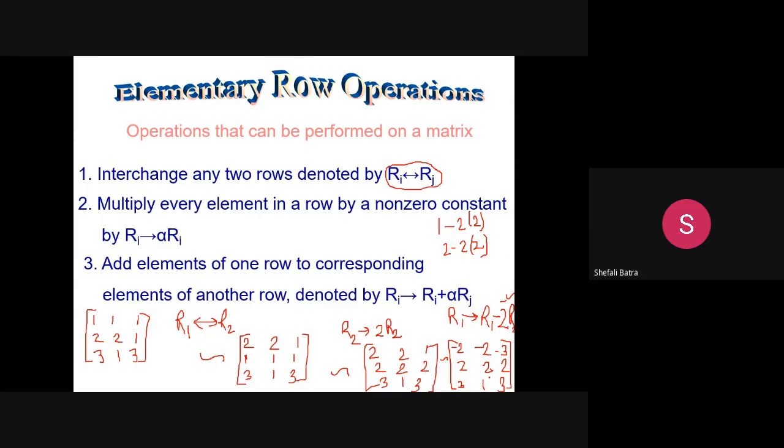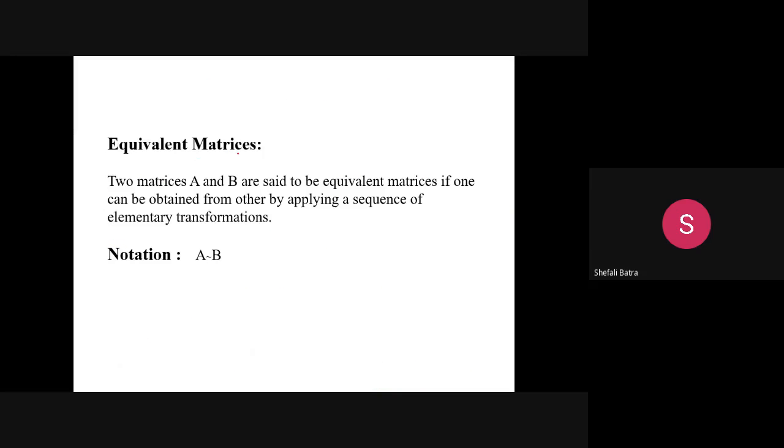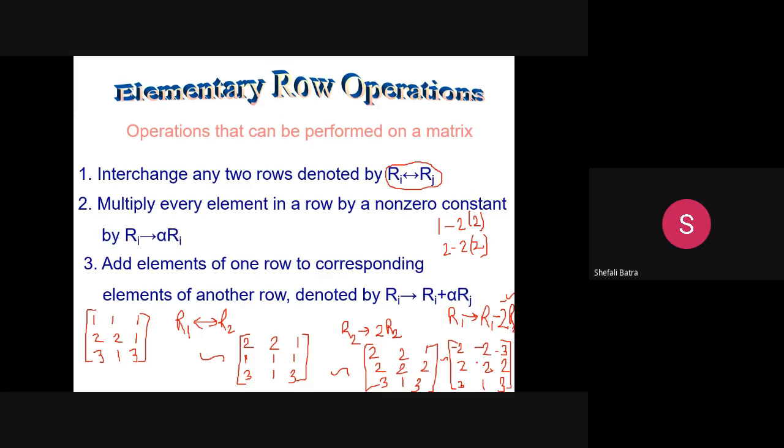So this is how you can apply operations on a matrix: the interchange of rows, multiplying the elements of a row with a particular constant, and adding one row to the corresponding elements of another row. That would be represented like this, and I have shown you how to write it. Now, equivalent matrices: the matrices obtained by applying these elementary row operations are known as equivalent matrices, and we represent them with this symbol.